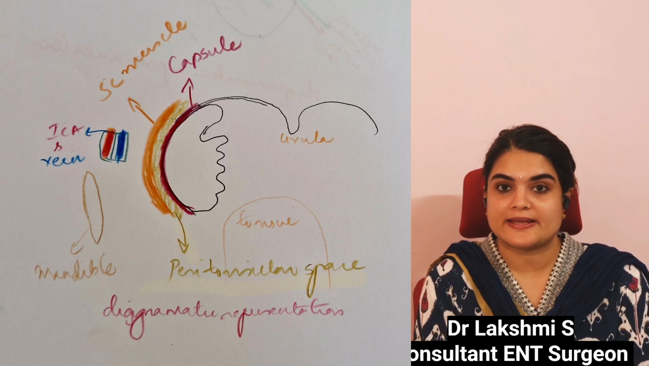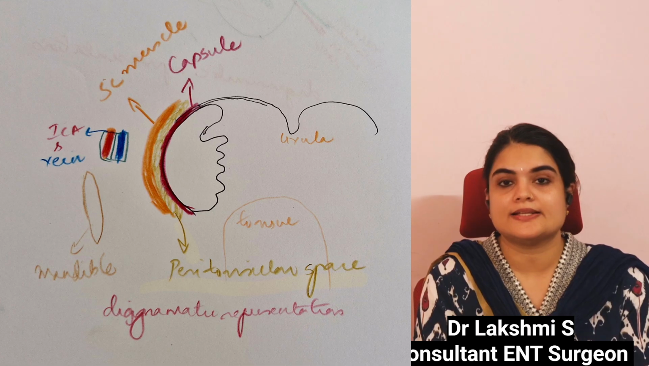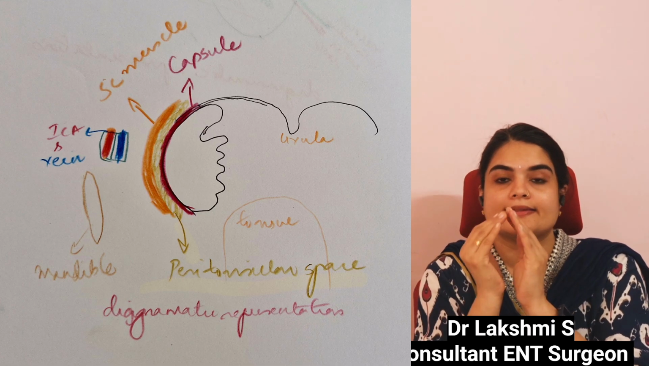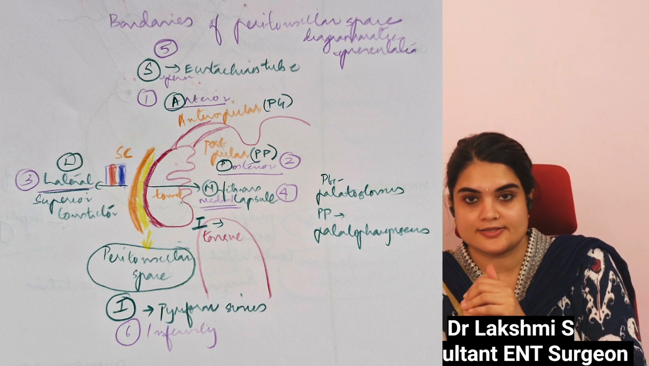The peritonsillar space is a potential space between the fibrous capsule of the tonsil and the superior constrictor muscle. The superior constrictor muscle will be lateral and the capsule of the tonsil will be medial. So medially there is the fibrous capsule of the tonsil, which is part of the pharyngobasilar fascia. Laterally you have the superior constrictor muscle.